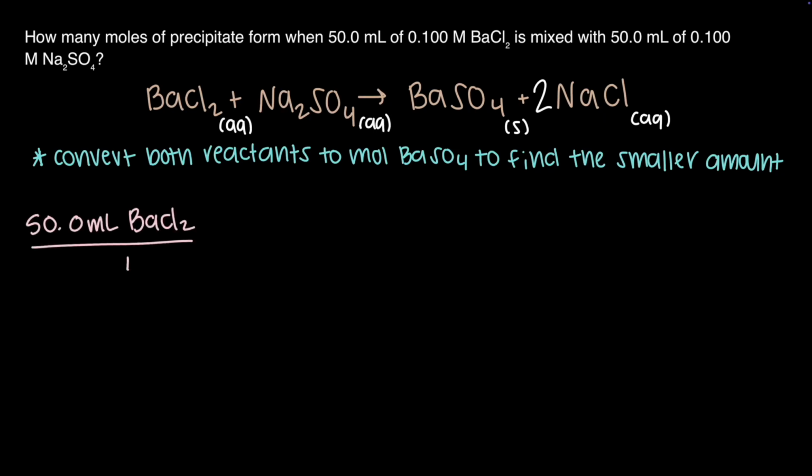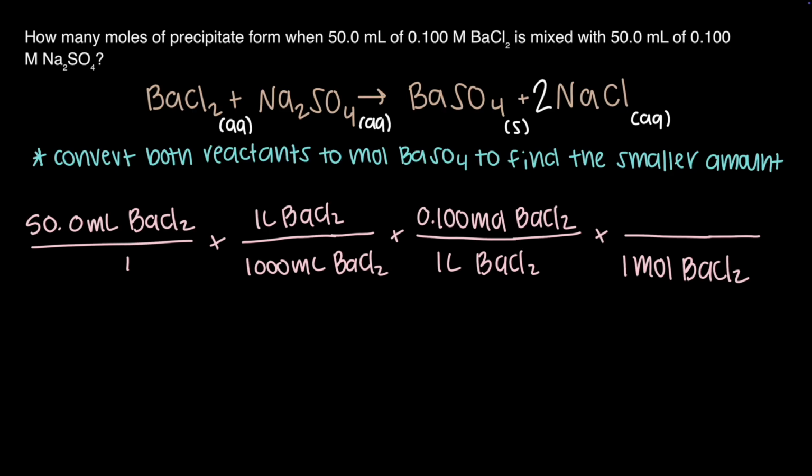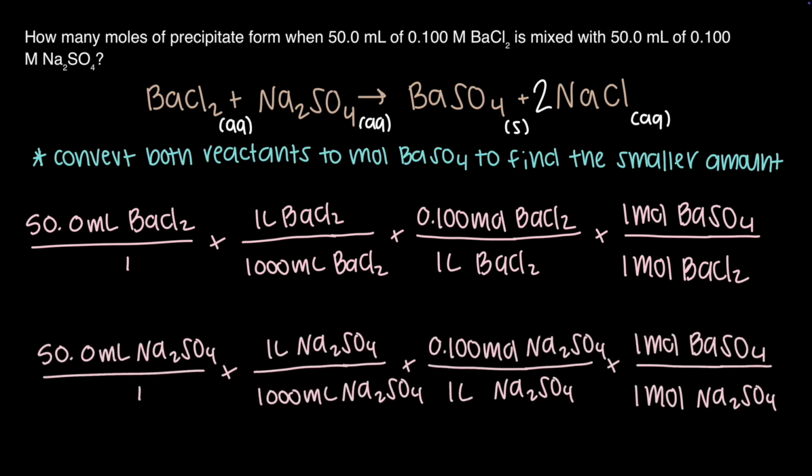We can set up both starting values to start canceling out units. We write 50 milliliters of BaCl2 over 1. In the next fraction, 1,000 milliliters goes on the bottom and 1 liter on the top. In the next fraction, 1 liter BaCl2 goes on the bottom and 0.1 moles BaCl2 on the top. In the next fraction, 1 mole of BaCl2 goes on the bottom and 1 mole of BaSO4 on the top. We set up the conversion factors for Na₂SO₄ as well and make sure all units cancel out.